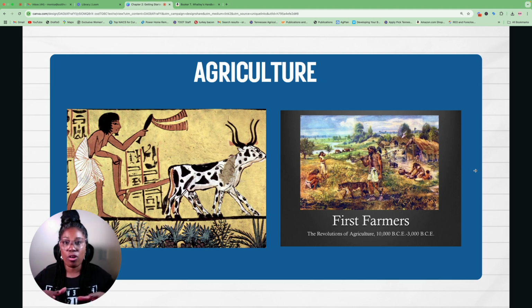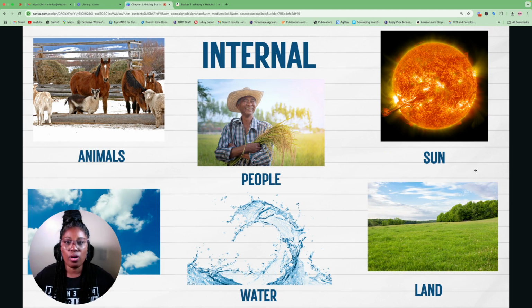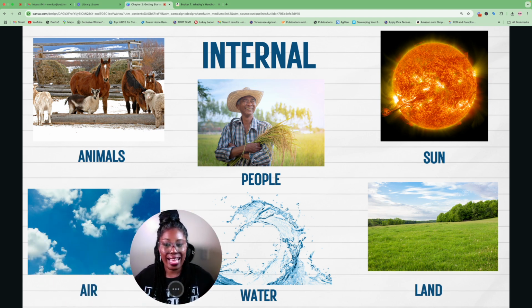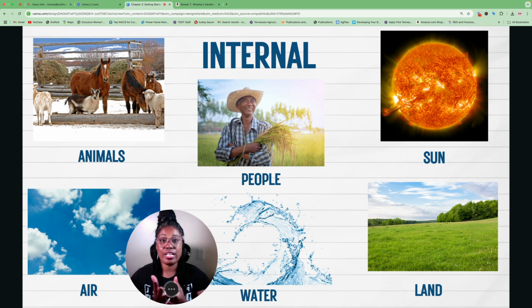Okay, so when it comes to agriculture as a whole, agriculture was basically done the same way for about 9,900 years. Okay. So for about 10,000 years, there was an internal, self-sustained system that didn't require any external outputs. What happened though was those internal self-sustained inputs were the animals, the people, the sun, the land, the water, and the air. For 9,900 years, that was it.